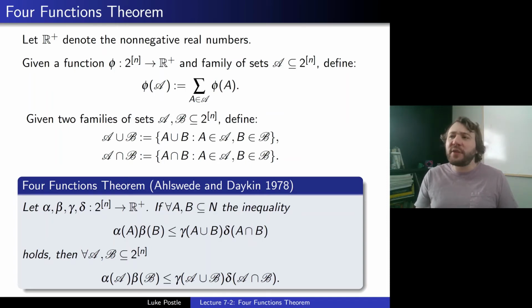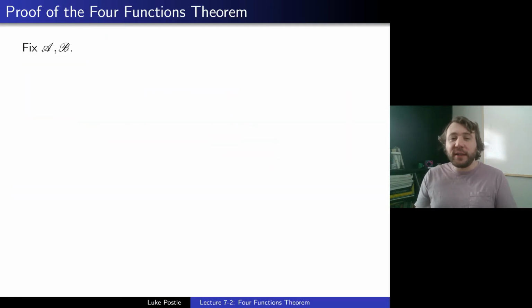So what's going on? We're somehow saying that if we know this inequality holds for individual sets, then if we instead look at families, and we're looking at the sum over the function for those families, and we're taking those products, that still holds. So that may seem obvious from afar, but it really is not. So we have to do some good work to prove this. So on to the proof.